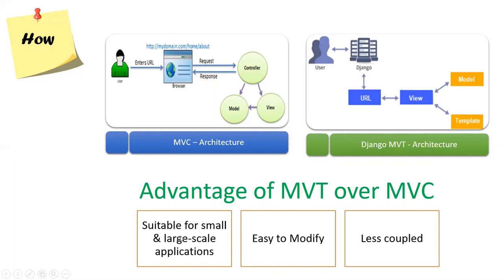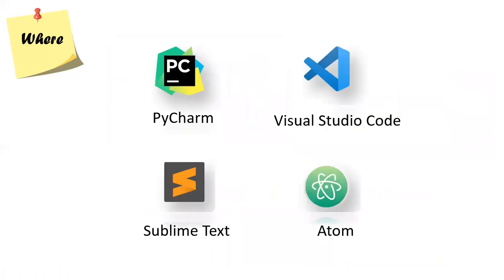You can build small and large scale applications, which may be difficult in MVC architecture. Easy to modify, right? As we have been discussing, Python and Django are very easy to modify. Less coupled, it's not coupled, right? So it will be easy for you to understand and learn things. Okay, and next, where we can build, it's a simple question.